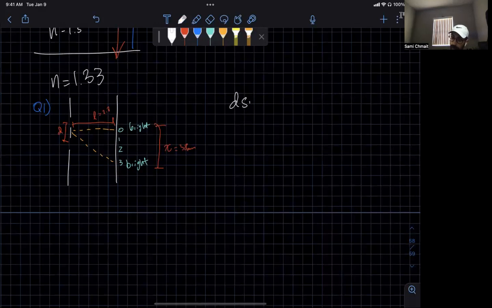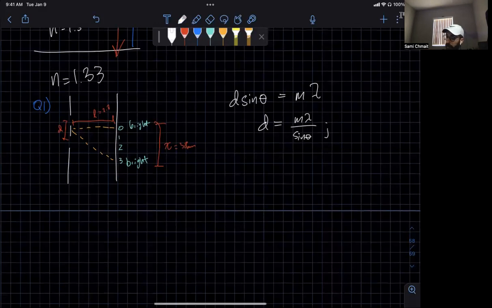So D sine theta is equal to m lambda. We're looking for D, so let's get D by itself. D equals m lambda over sine theta. We don't know what theta is, but we do know how to find it because we know what x and L are. Opposite over adjacent, x over L, plug all that in, and you'll be able to get the angle theta, which is equal to 0.778 degrees.